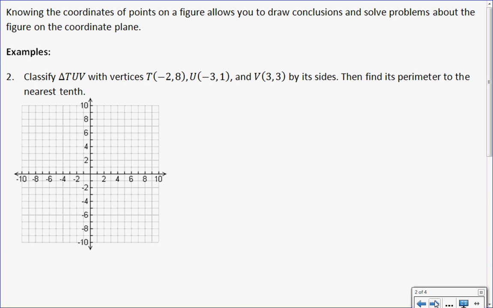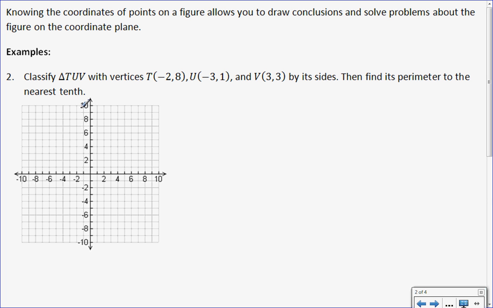Knowing the coordinates of points on a figure allows you to draw conclusions and solve problems about the figure on the coordinate plane. So, for example 2, we want to classify a triangle TUV with vertices T at negative 2, 8, U at negative 3, 1, and V at 3, 3 by its sides. Then find its perimeter to the nearest tenth.